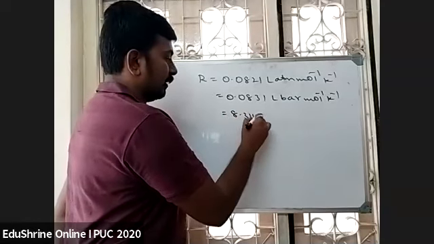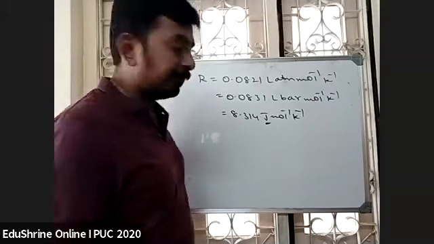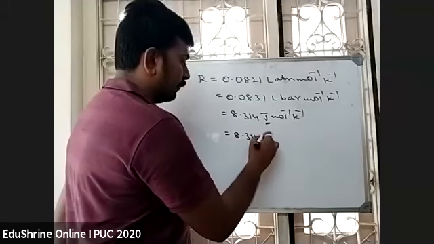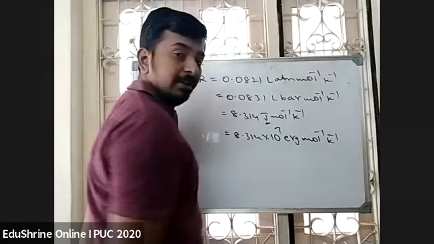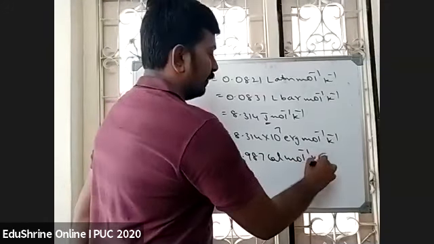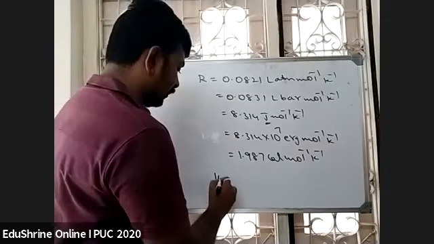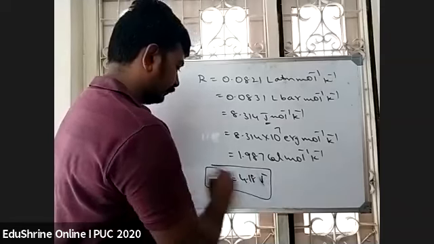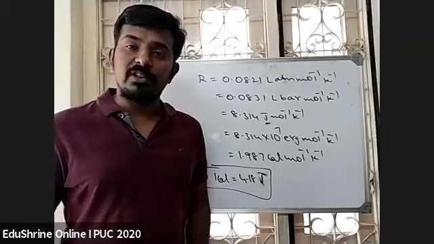Next one is 8.314 joule mole inverse Kelvin inverse, when pressure is given in Newton per meter square. Then we can convert this into CGS units in terms of erg: 8.314 into 10 power 7 erg mole inverse Kelvin inverse, which is again equal to 1.987 calorie mole inverse Kelvin inverse. So we can convert joules to erg as well as calories because we know the relation: 1 calorie is equal to 4.18 joules. So these are all the values of R, students. This you need to remember.